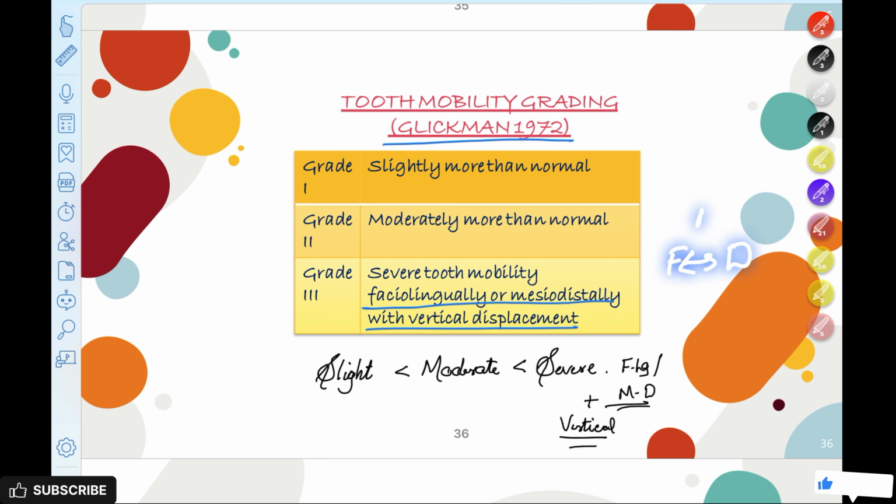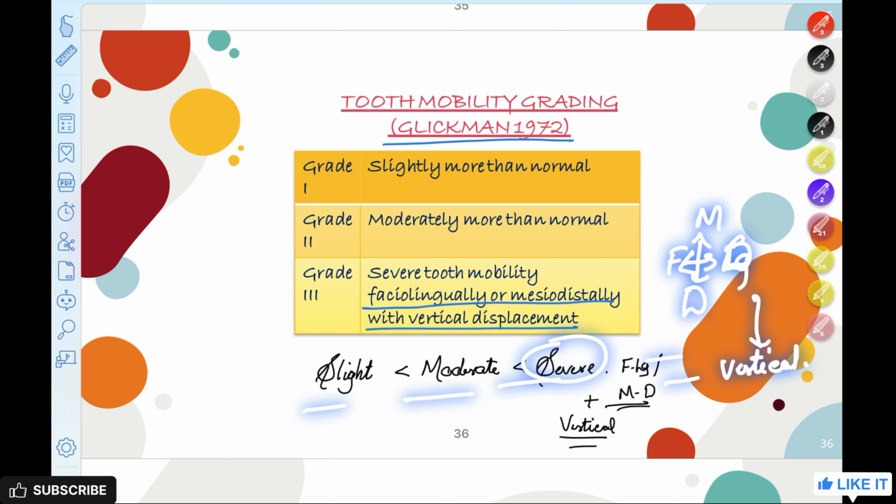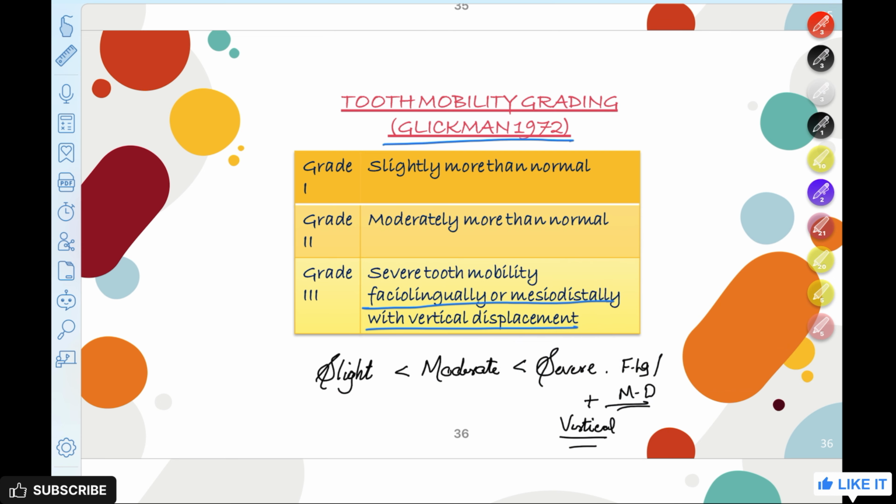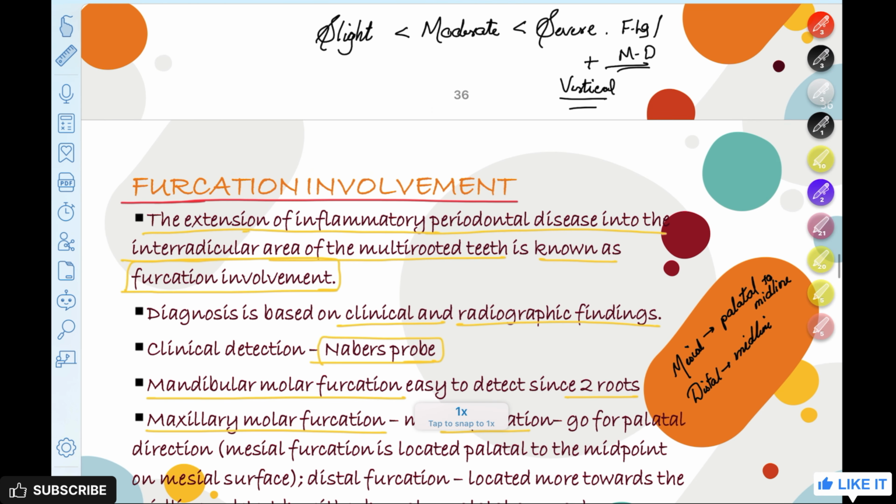Faciolingual mobility will be there, or mesiodistal mobility will be there, as well as there will be vertical displacement. Okay. Slight, moderate, severe. Severe may be faciolingual or mesiodistal plus vertical. This is the classification given by Glickman in 1972.